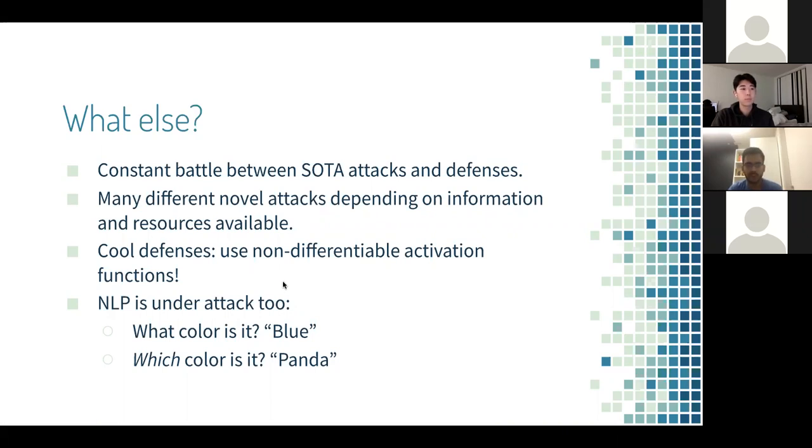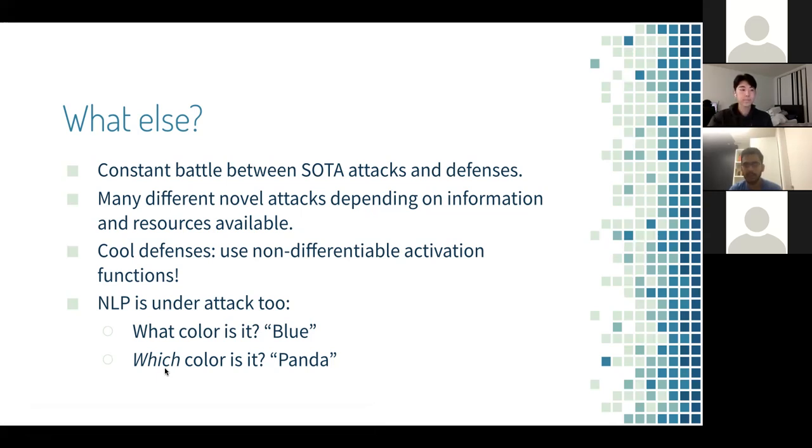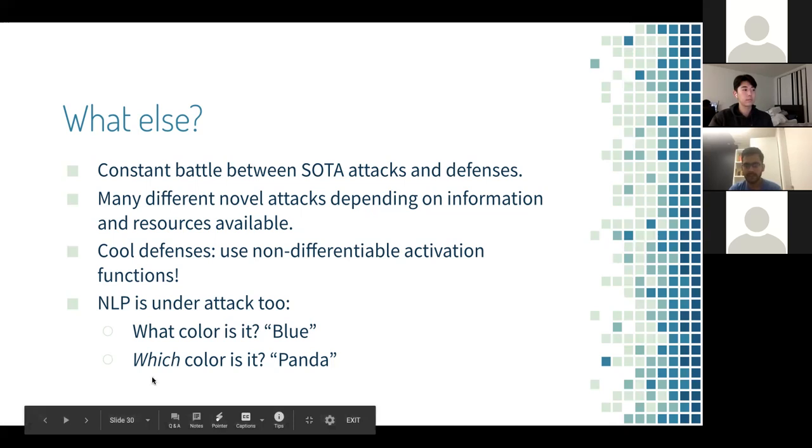In this workshop, we focused on computer vision and how people can create distorted images, but the same is true in NLP tasks as well. So for example, if you ask a model what color is some object, it might correctly tell you blue. But instead, if you ask a slightly different version of the same question, which color is it, it might produce a completely meaningless output. So there are methods to attack and defend NLP models as well. So that's another interesting area to look into.